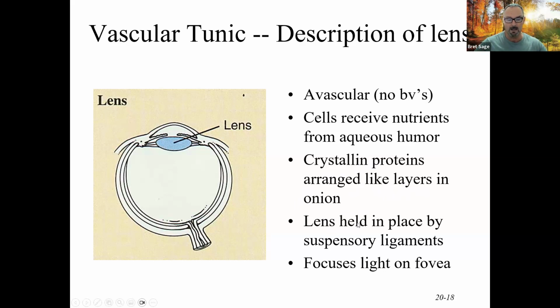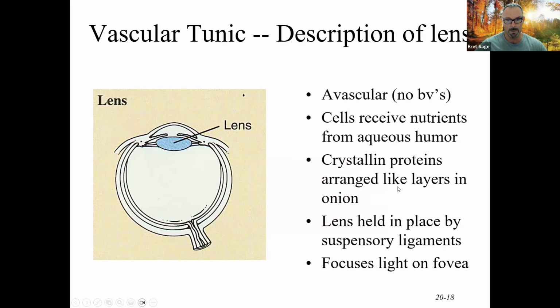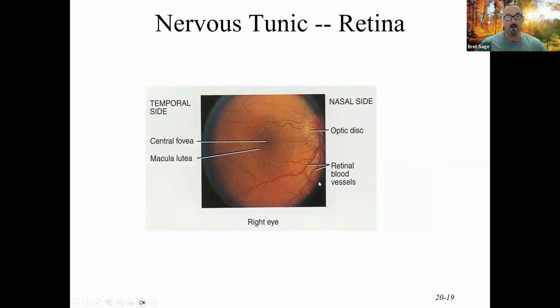The lens is held in place by suspensory ligaments that you see right here, and it focuses the light on the fovea, or fovea centralis, which is in the center of a region called the macula. You may have heard of a thing called macular degeneration. That's where that very important part of our retina could start losing its ability to sense light.